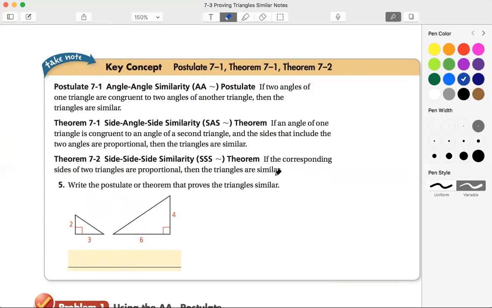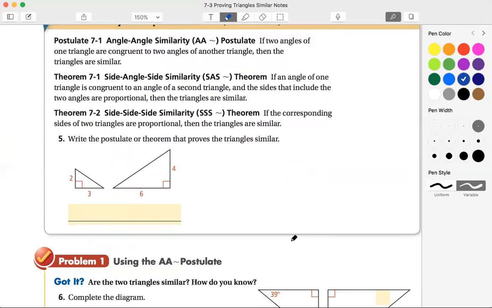Write a postulate or theorem that proves this is true. We had the sides in proportion, and we have congruent angles in between them. SAS similarity.